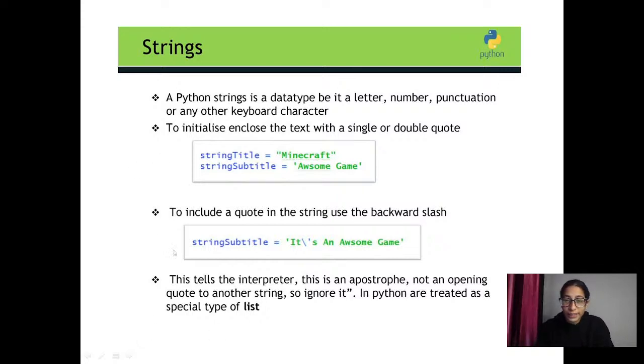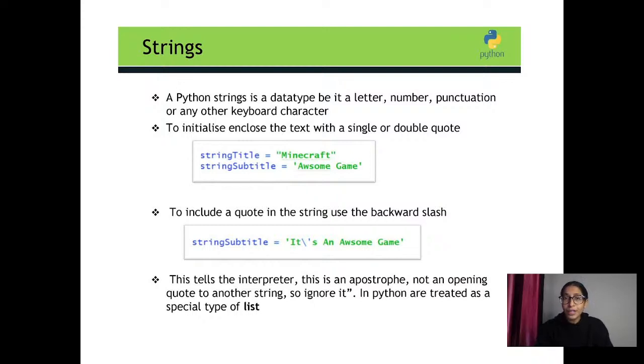Suppose it is a subtitle and we need to include a quote; we use a backslash in that. What does this backslash tell us? It tells the interpreter that it is an apostrophe s, not an opening quote for another string. So we ignore it.